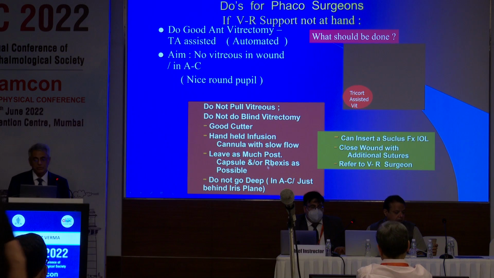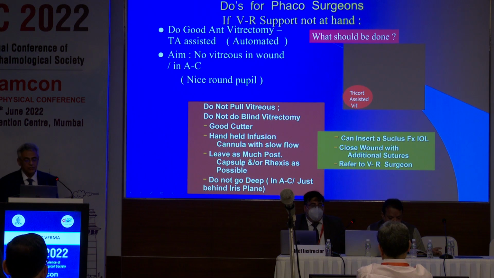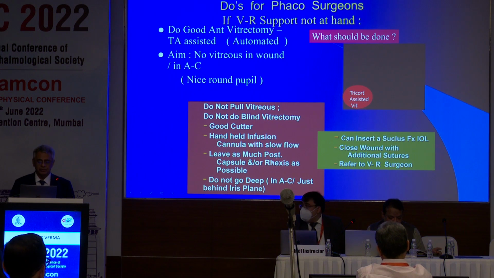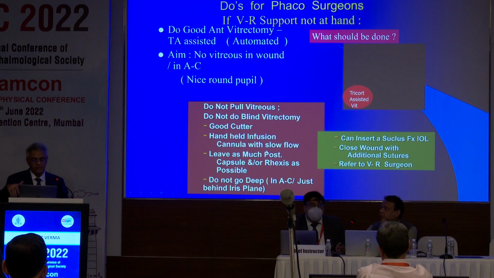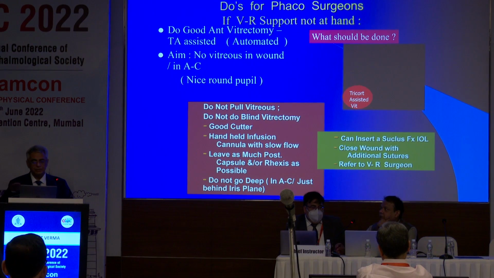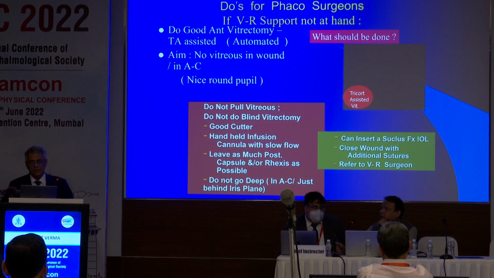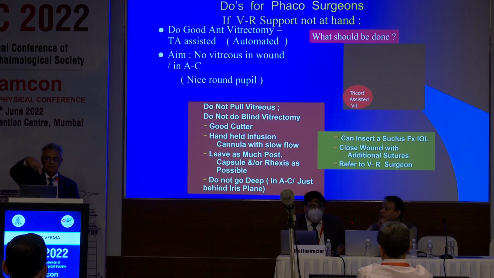And since you are going from the anterior segment, it is possible that you may damage whatever capsule or rexis you have. So you should try to leave behind, because patient rehabilitation also is very, very important, as much capsule or rexis, because we can support the sulcus fixated lens here. And do not dive into the vitreous. Your plane of operation should be in and around the iris only. And the cutter movement should not be like this; the cutter should be horizontally placed. So you can do it.